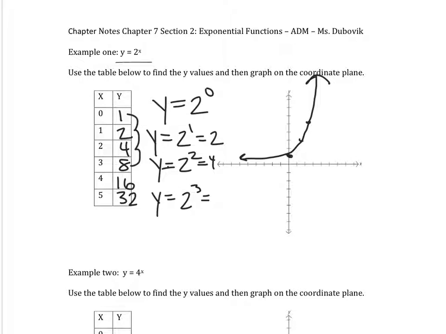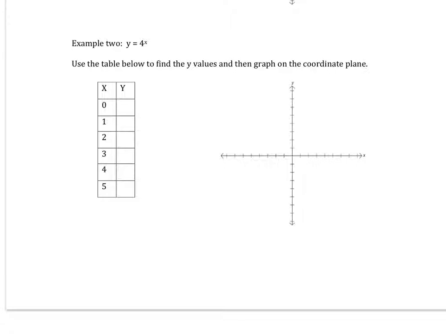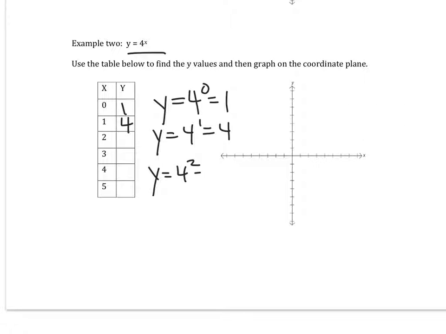All right, so let's look at the next one. So now you've got 4 to the x power. So again, we're plugging in the values of 0 through 5. So 4 to the 0 power is 1. And then 4 to the first power is 4. And then 4 to the second power is 16. And you should see the pattern again, that we're just multiplying by 4 each time.